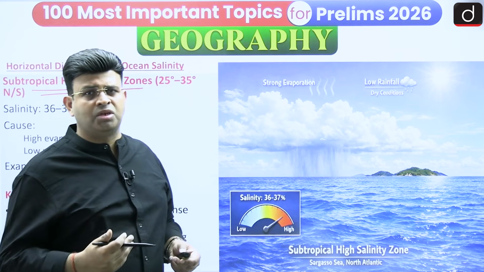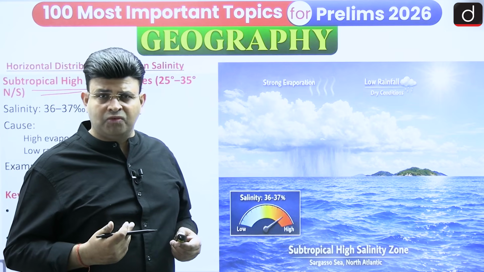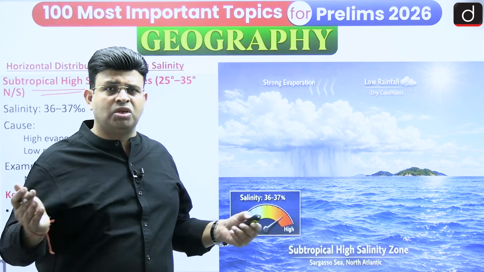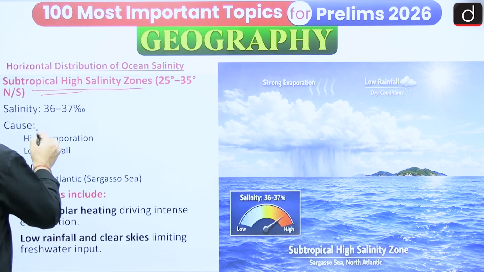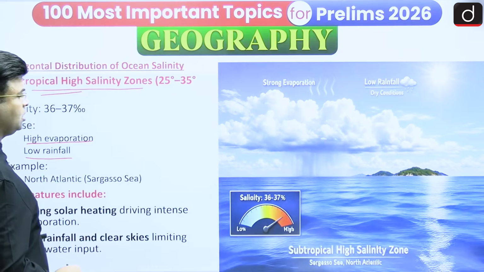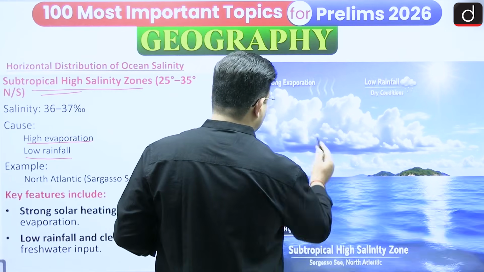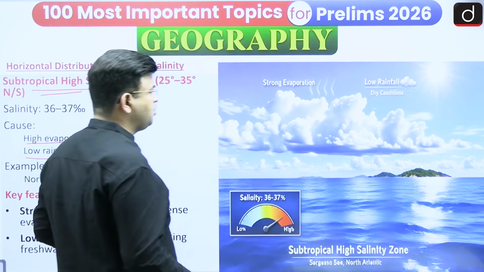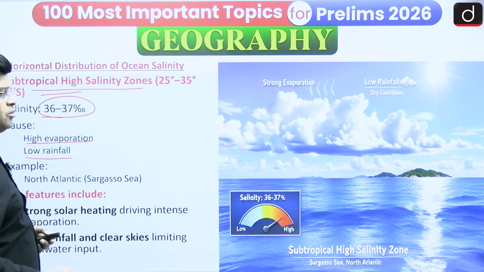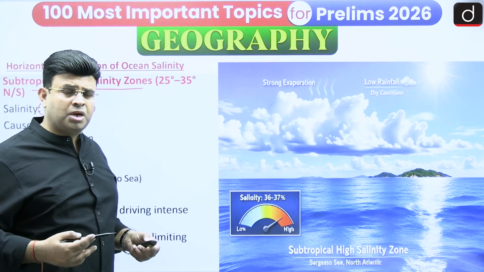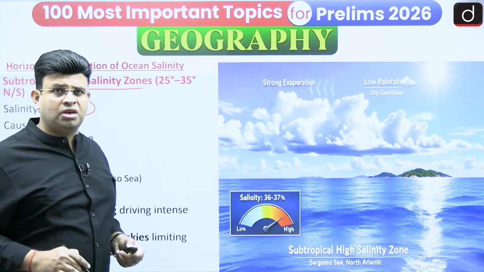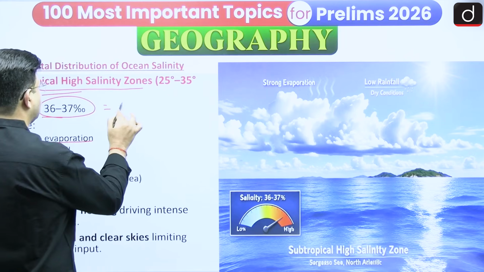In this region, cloud formation does not take place, and if cloud formation is not happening, rainfall is very less. But because of the heating, evaporation keeps on happening, so in this region there is high evaporation and less rainfall. Evaporation is more, rainfall is very less. So we can say dry conditions are there, and therefore salinity in this region becomes 36 to 37 parts per thousand, and sometimes it is also written as 36.5. Even if it is written 36.5, it is correct.